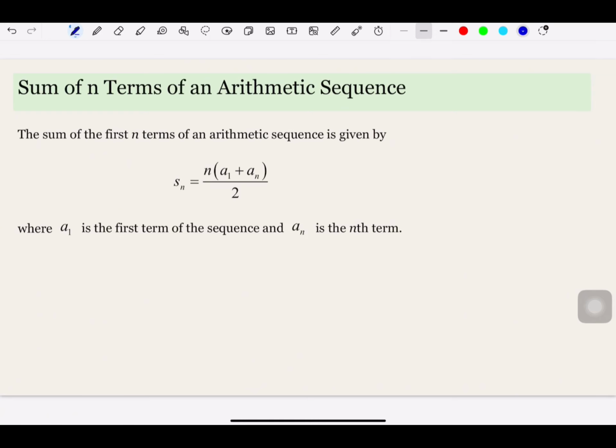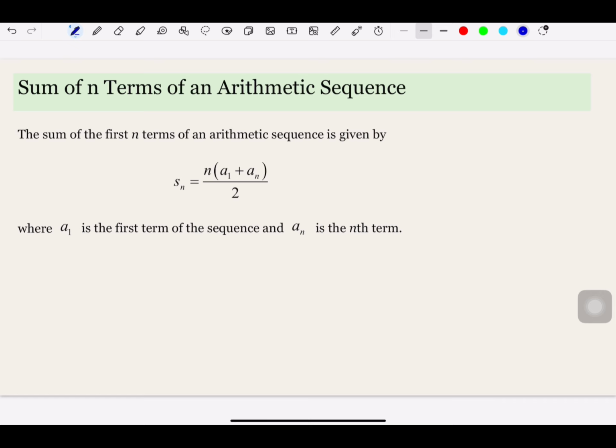Okay, so now that we know what a series is, let's talk about how to find the sum of an arithmetic sequence when we only want to add the first n terms. Okay, so what are we doing here?